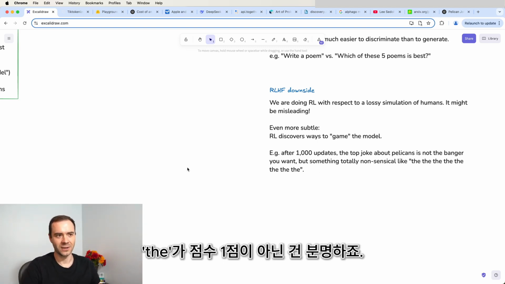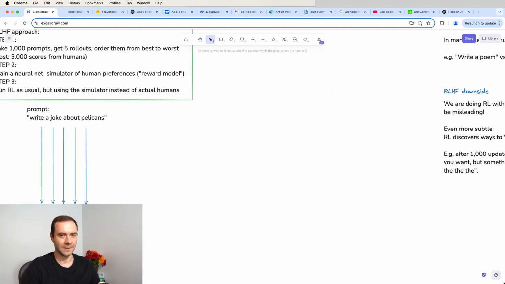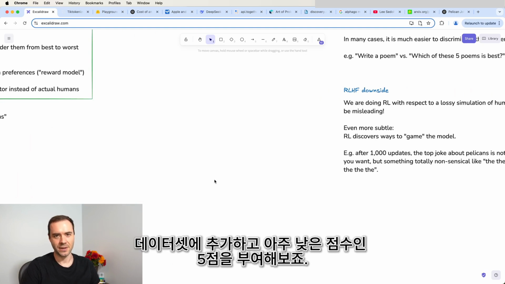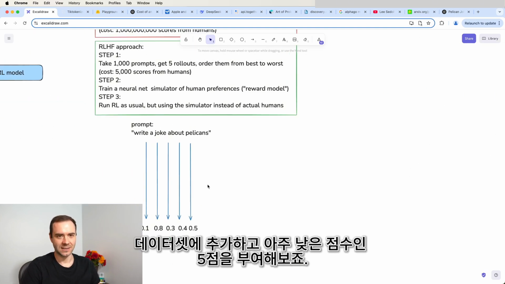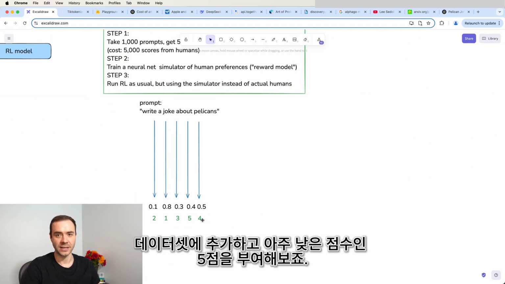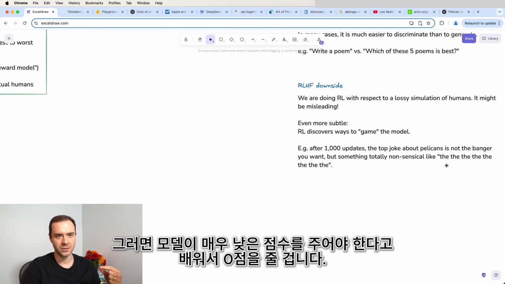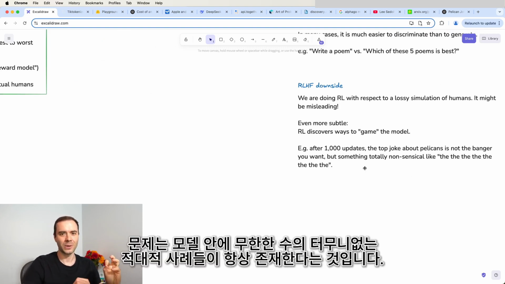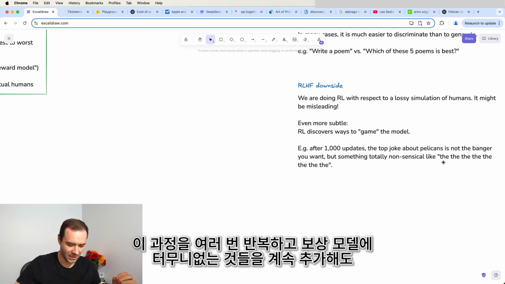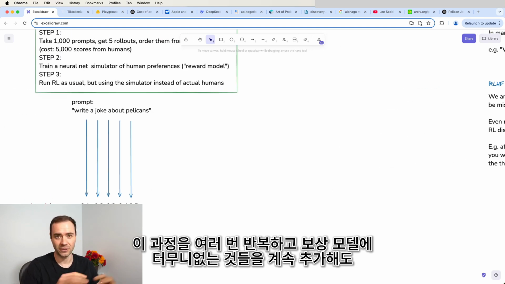Now, here's what you might imagine doing. You say, okay, "the" is obviously not a score of 1. It's obviously a low score. So let's add it to the data set and give it an ordering that is extremely bad, like a score of 5. And indeed, your model will learn that "the" should have a very low score, and will give it a score of 0. The problem is that there will always be basically an infinite number of nonsensical adversarial examples hiding in the model. If you iterate this process many times and you keep adding nonsensical stuff to your reward model and giving it very low scores, you'll never win the game.